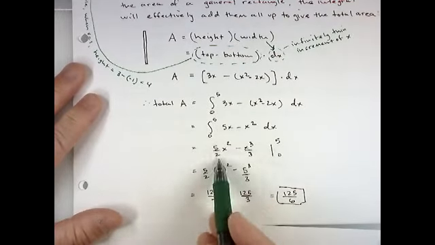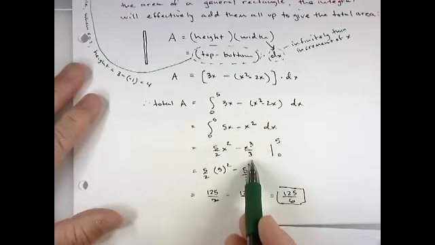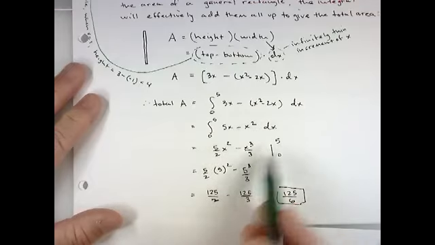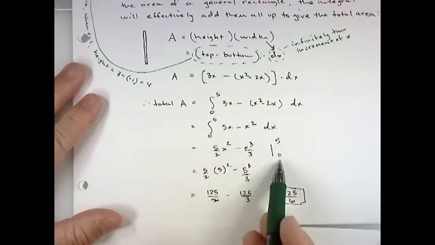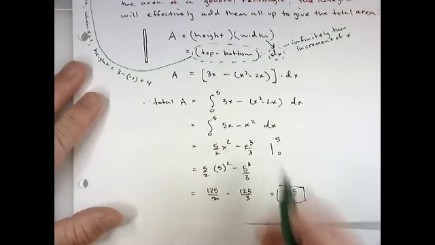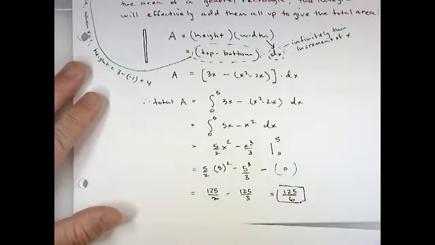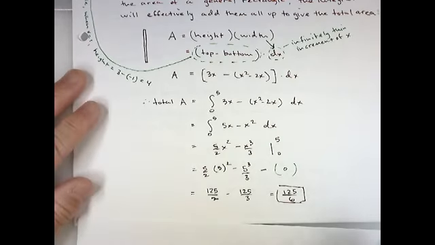x squared over 2. That'll be 5 halves x squared. This one goes up by 1, minus x cubed over 3. Plug in the 5 to both of those, minus what you get when you plug in the 0, which is nothing, right? If you plug in the 0, you get nothing. I should put minus 0, right? And I got an answer of 125/6.